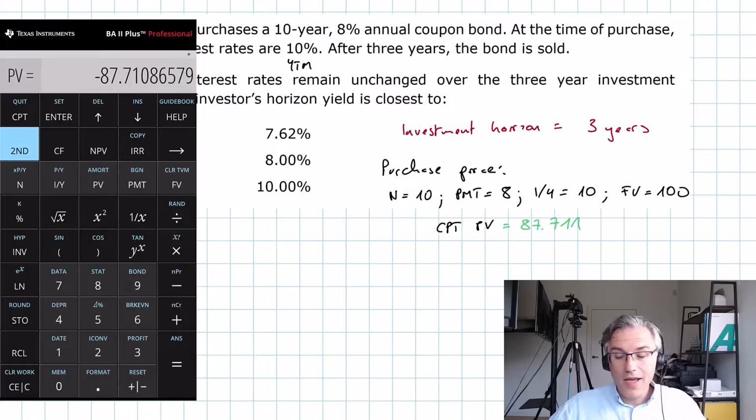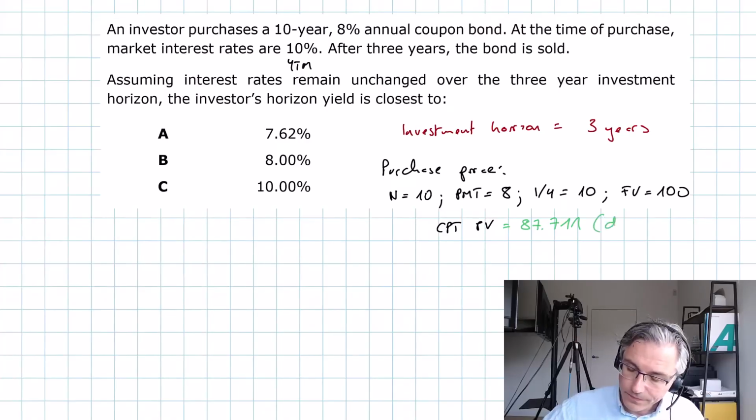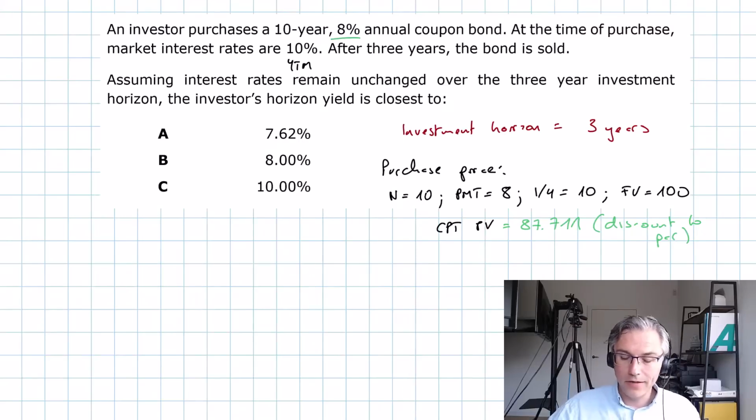87.711 more or less, and it's of course a bond that was purchased at a discount to par value. Why was there a discount? Well, the bond was only offering an 8% coupon when investors were requiring 10%, so they made up the shortfall via the discount. That's the way it is.